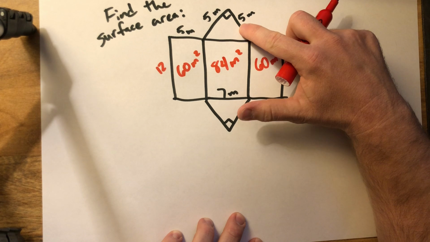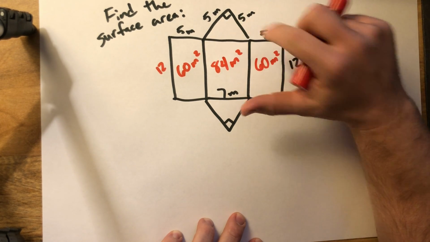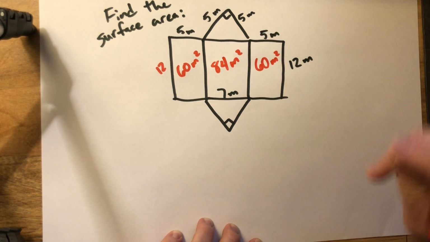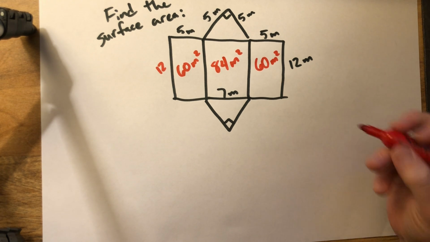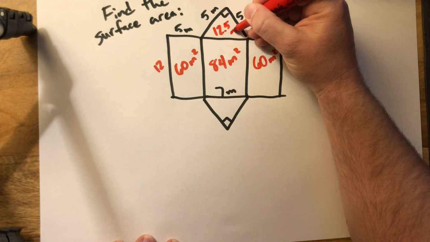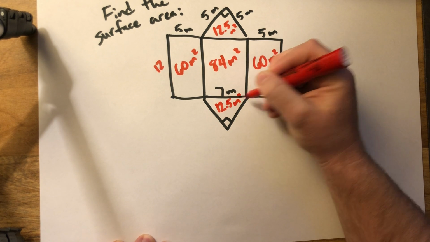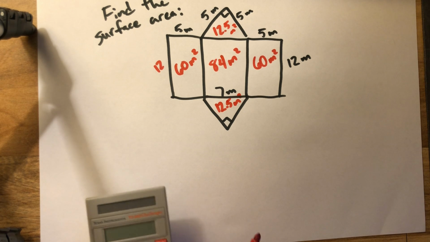Last thing to add up is we have 2 right triangles, base times height divided by 2 for this. So if we go base times height, we get 5 times 5, or 25, and if we go 25 divided by 2, that gives us 12.5. So 12.5 meters squared, and then another 12.5 meters squared. If we add all these up, that's going to give us our total surface area.